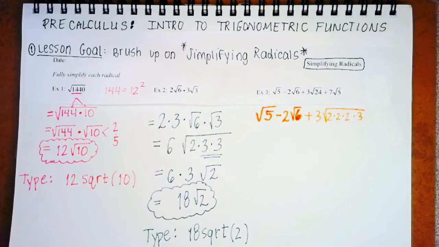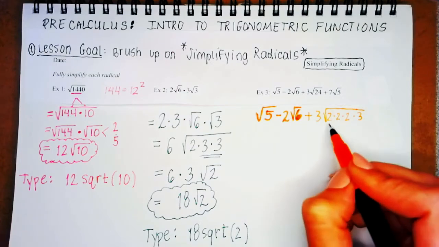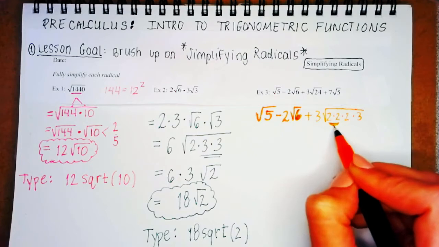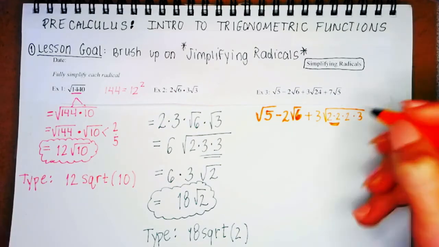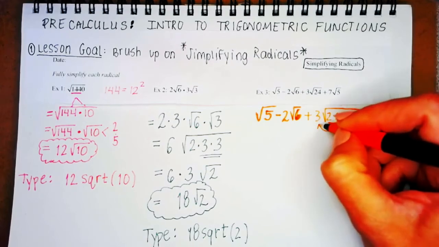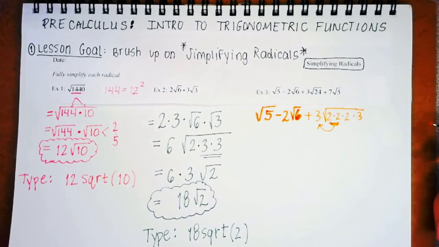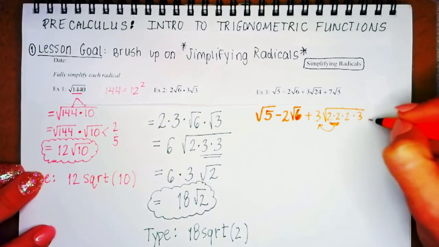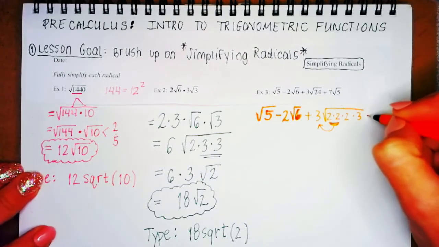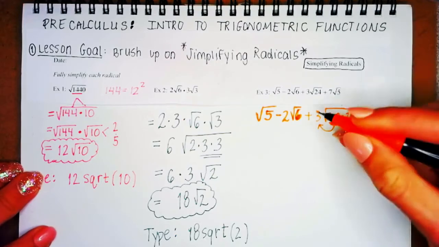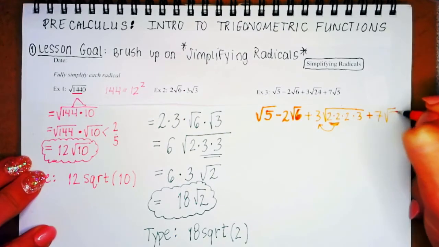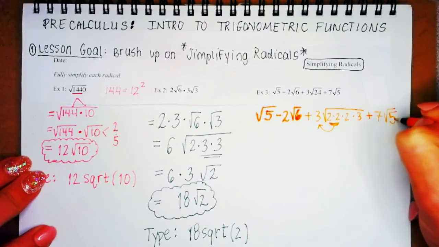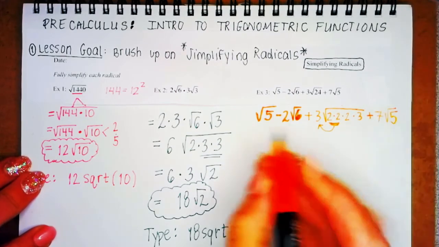I can see exactly what makes it up, and I can find the largest perfect square. 2 times 2, 4, and the square root of 4 is 2. So that 2 right there is going to come on out in the front, and the other 2 and 3 will stay inside the radical. 7 radical 5, well, we can't do anything with that, but it will already combine with the first radical 5. So here we go, 7 radical 5, and I'm about to combine that in the next step.